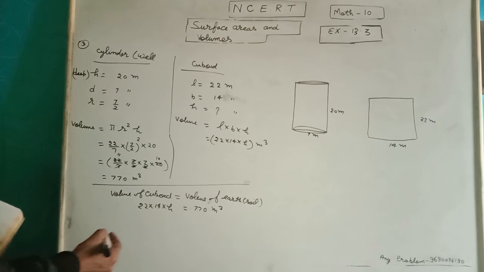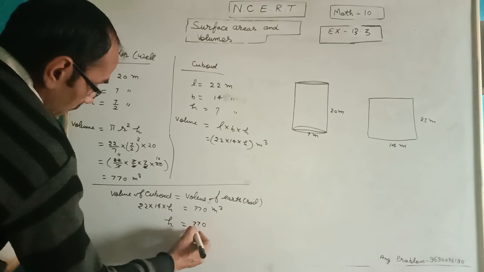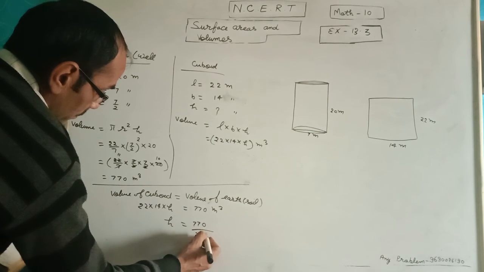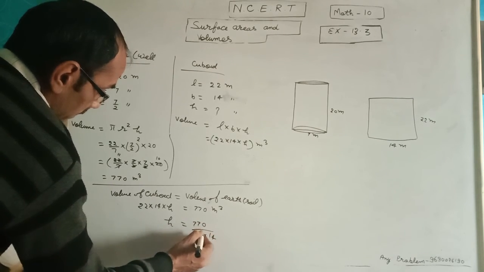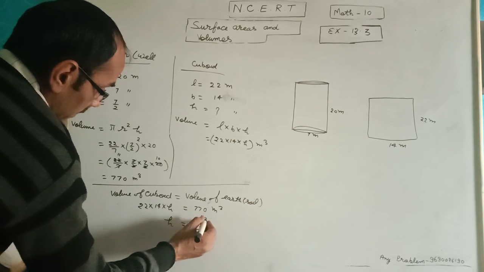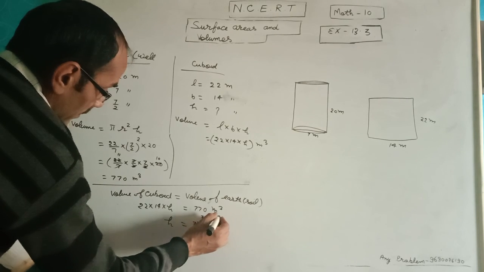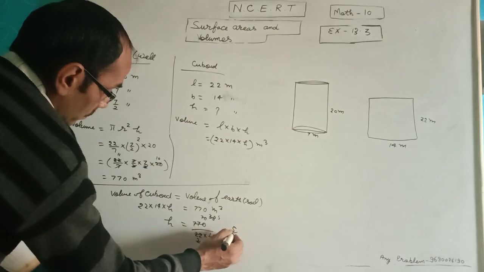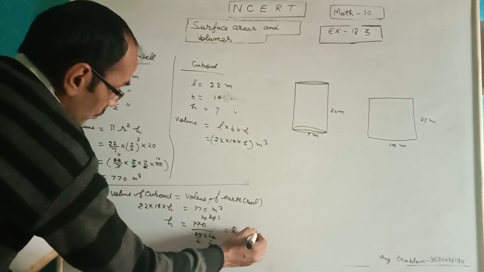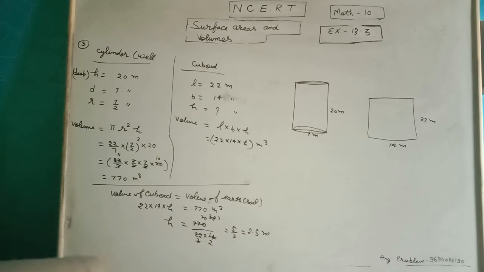770 meter cube is the volume of earth. H is equal to 770 upon 22 into 14. 11 2s are 22, 11 7s are 77. 35, 7 5s are 35, 5/2 is equal to 2.5 meters. Height of the spread soil on the platform will be 2.5 meters. Thank you.